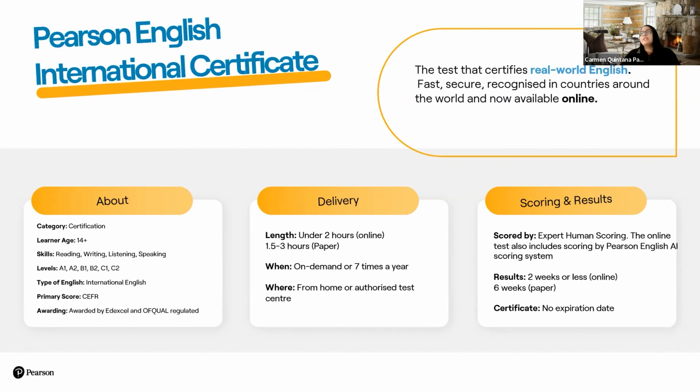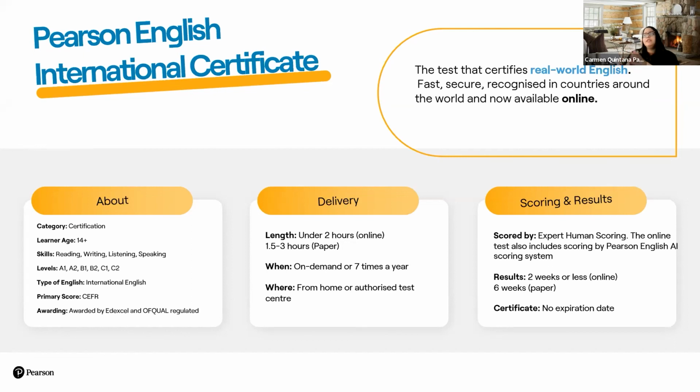This has been more recently launched in its online version and is suitable for learners 14 and plus. It's available in all 6 levels of the Common European Framework of Reference, and it is awarded by Edexcel, which is the UK's largest awarding body and Ofqual regulated.